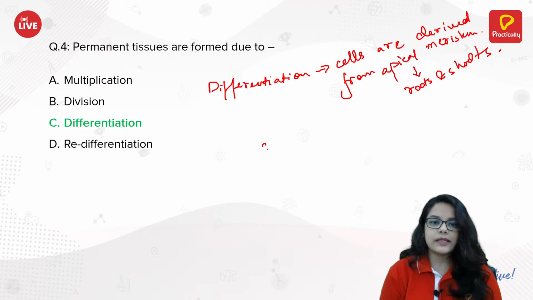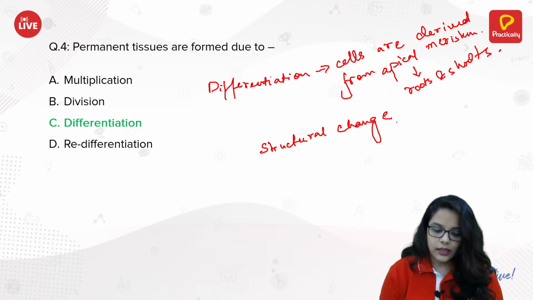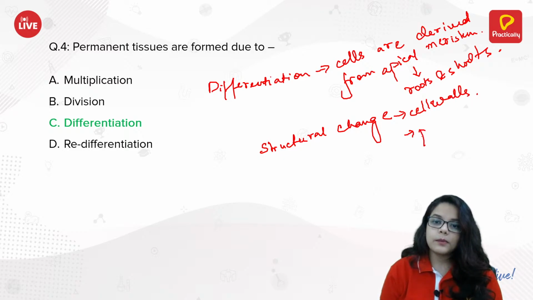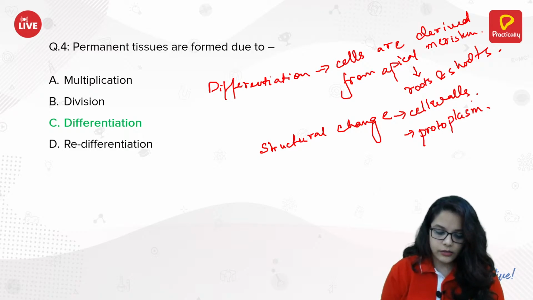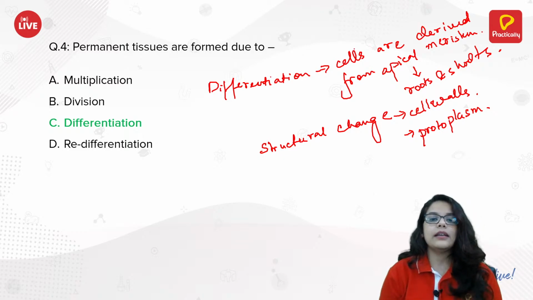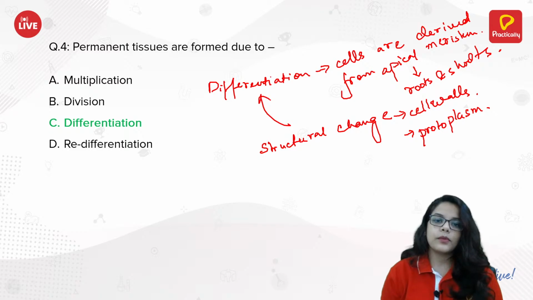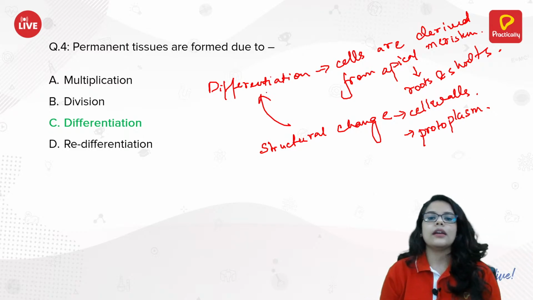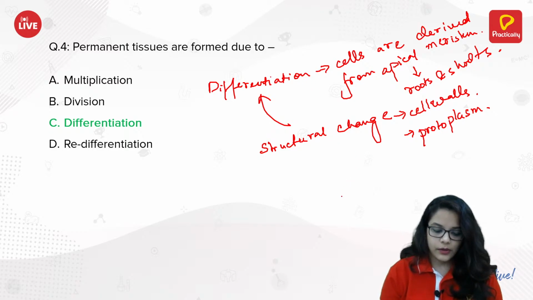Differentiation is basically a structural change, and mostly it happens in the cell walls and the protoplasm. These permanent tissues are formed by this differentiation. The structural changes and everything, they are derived from the apical meristem and they're formed by the structural changes.